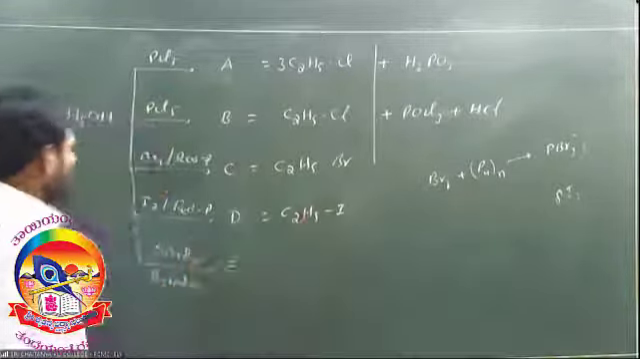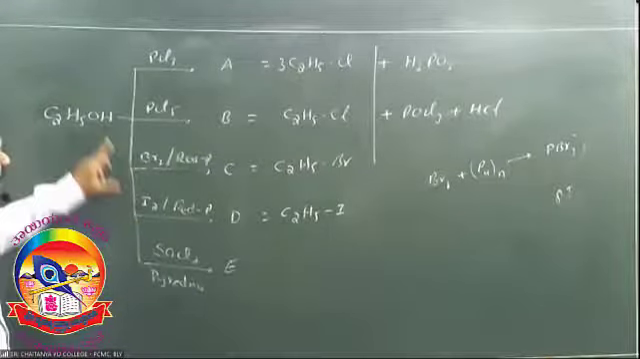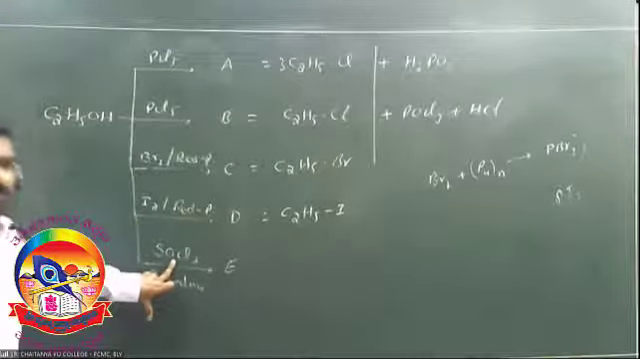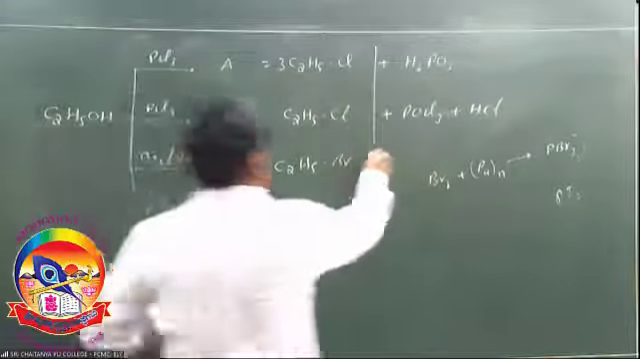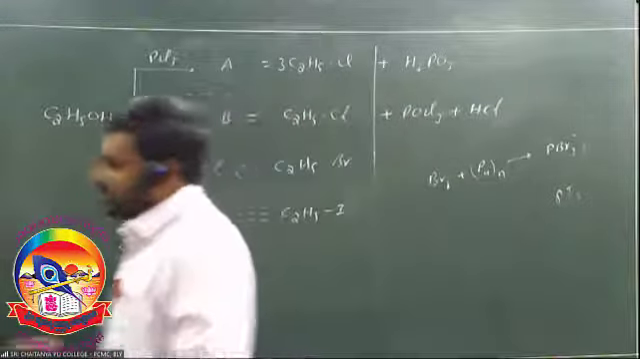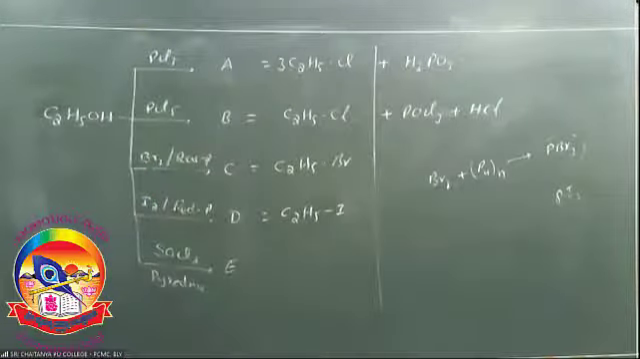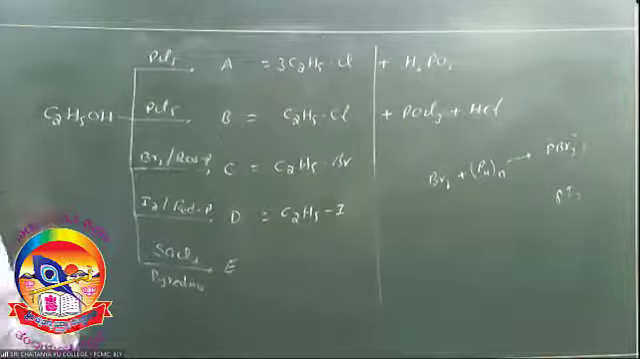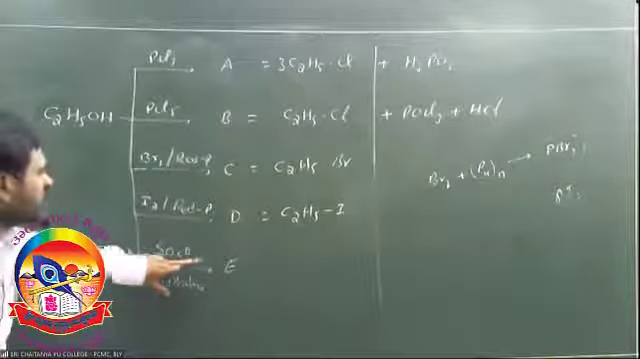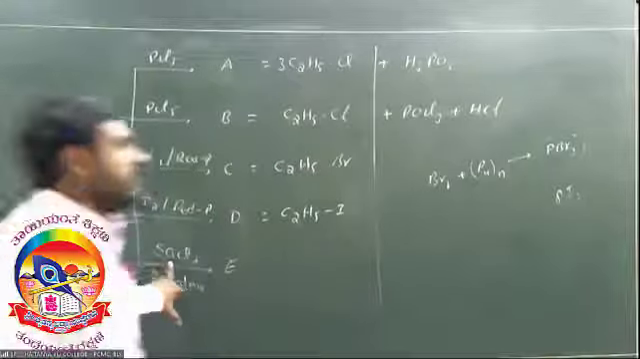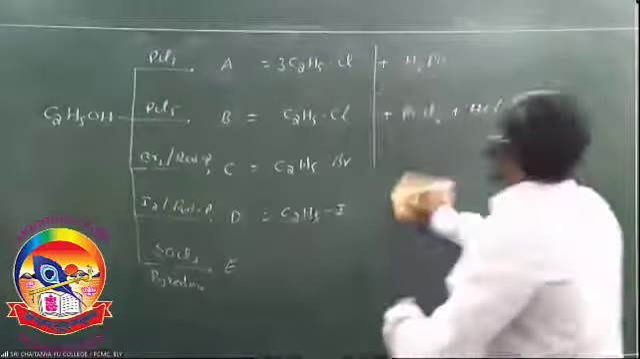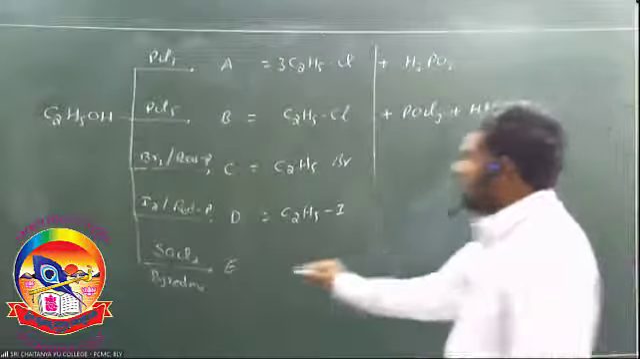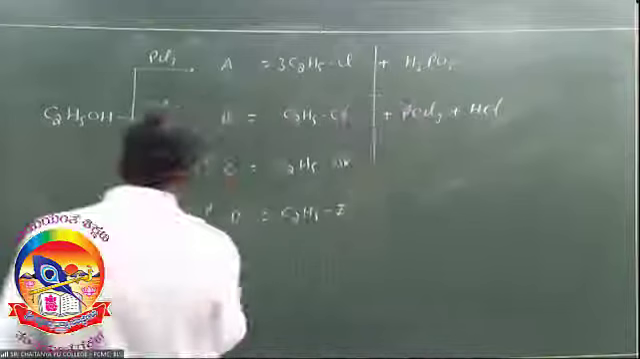Okay. Next, the last one. Ethyl alcohol reacts with SOCl2. What is SOCl2? It is not sulfuryl chloride. SOCl2 is called thionyl chloride, while SO2Cl2 is sulfuryl chloride. Ethyl alcohol reacts with SOCl2 in the presence of pyridine.